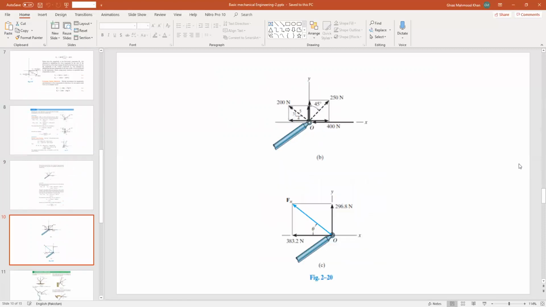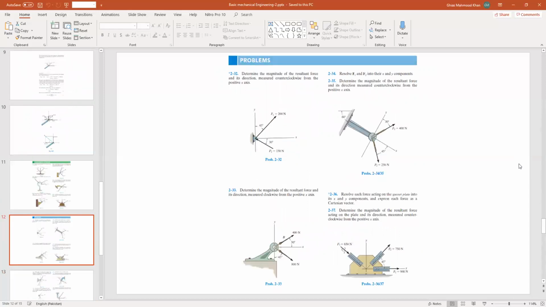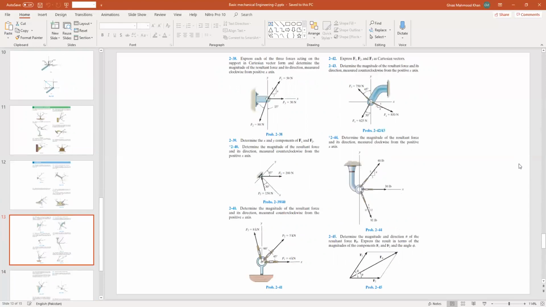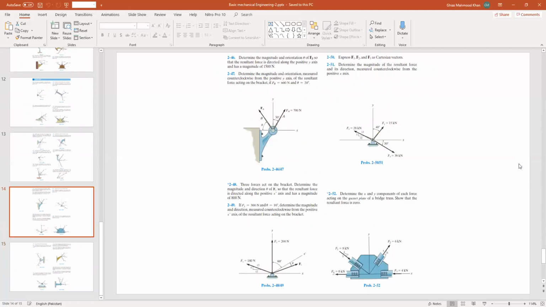These examples show all the things, and these are the fundamental problems. Just go through all these problems. These are fundamental problems, and then there are detailed problems in those. All the problems are given, and I wish you can solve them.